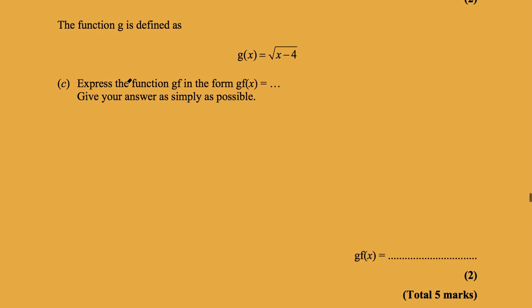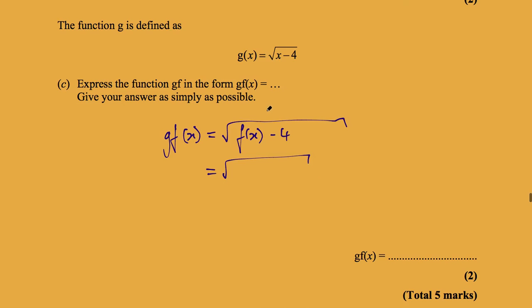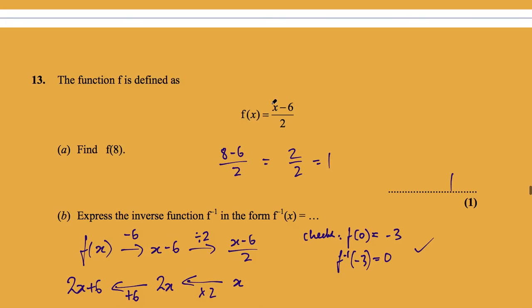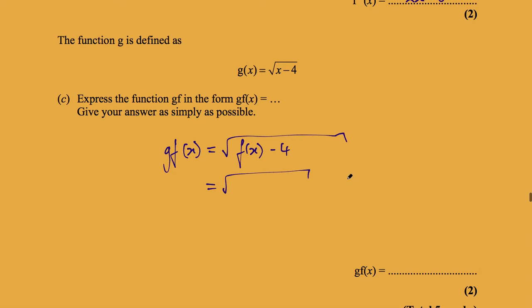The function g is defined as g of x equals the square root of x minus 4. Express the function g of f in the form g of f of x equals, and give your answer as simply as possible. So g of f of x means that I need to put the function f of x into g of x. So g of f of x is the square root of f of x minus 4, which is the square root of, if I look at f of x itself, x minus 6 over 2 minus 4.